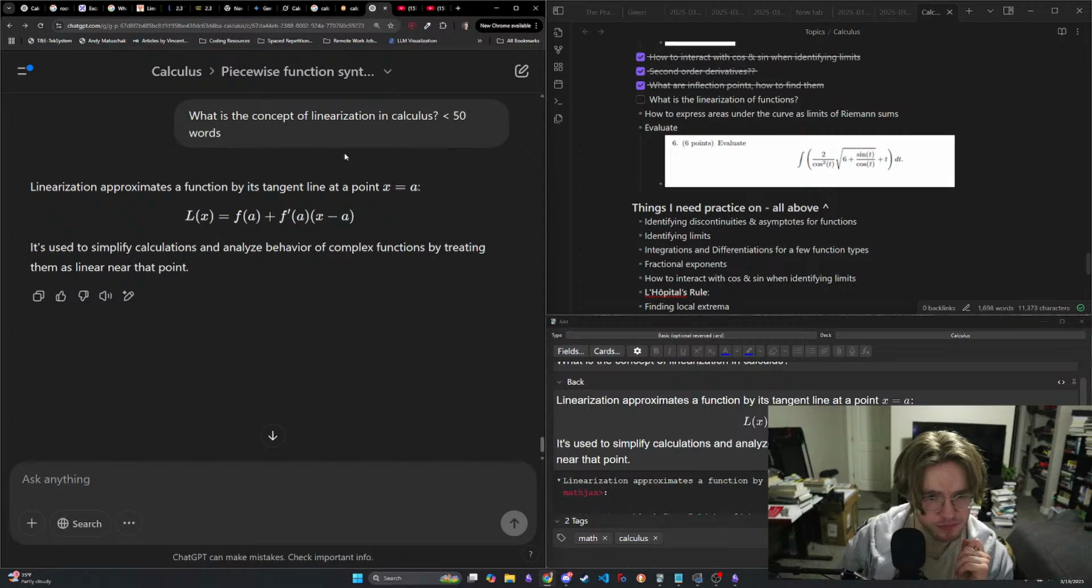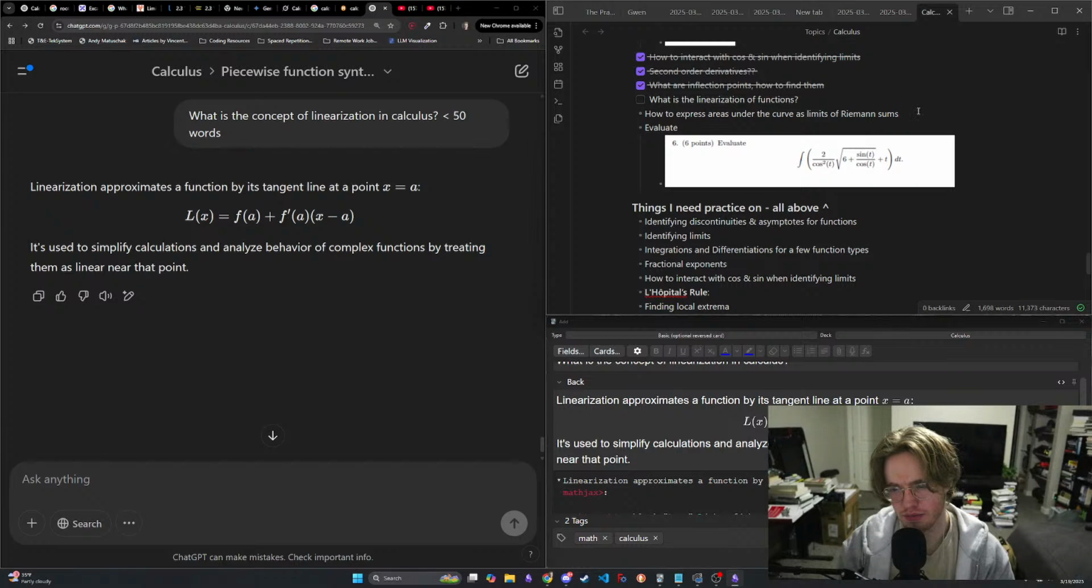Okay, so I think I'll need to look into linearization more as well, as limits of Riemann sums. Okay, this actually makes sense now.